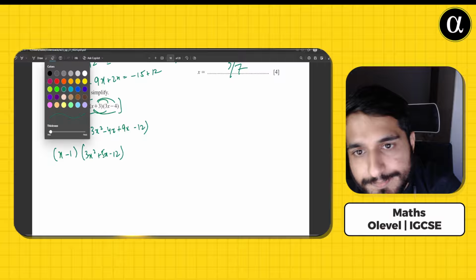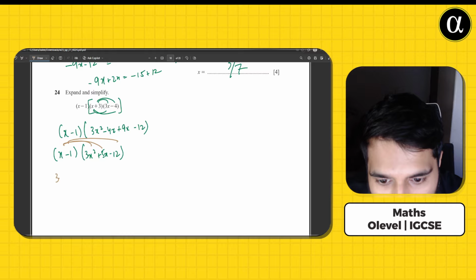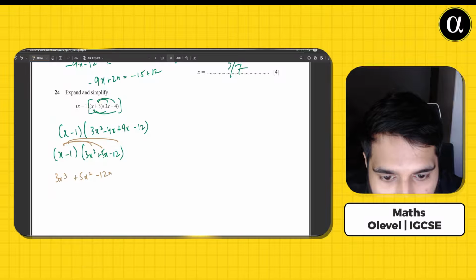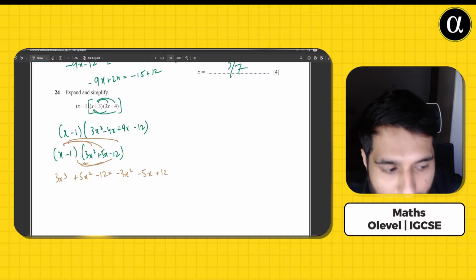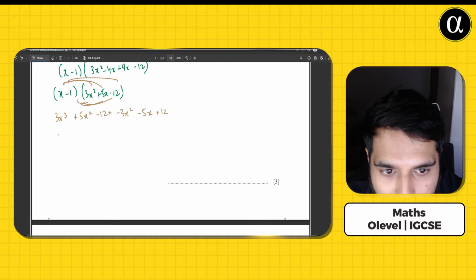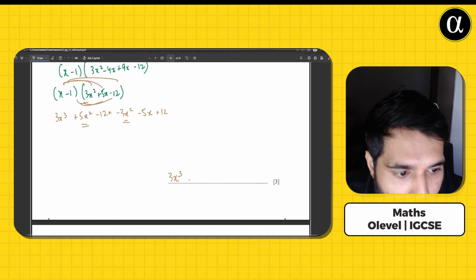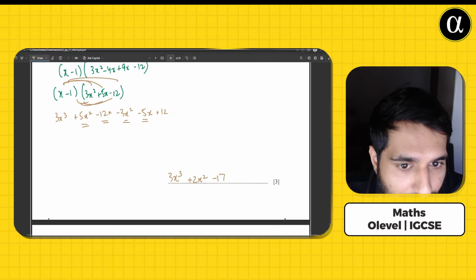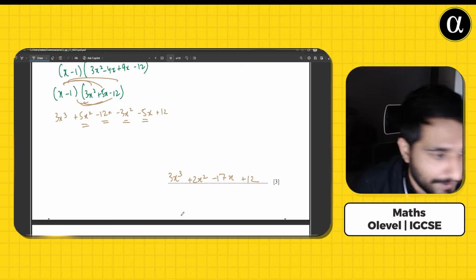Now we multiply it like this. When you multiply these brackets, so x with each of these terms, that would give us what? 3x cubed plus 5x squared minus 12x, and it's going to be minus 3x squared minus 5x plus 12. When we simplify this further, we can say that 3x cubed would be as it is. So it's going to be 3x cubed. 5x squared and 3x squared can be combined. So it will be plus 2x squared. Minus 12x minus 5x is going to give us minus 17x, and we're left with plus 12 as the last term. So this answer seems to be correct. Let's move on.